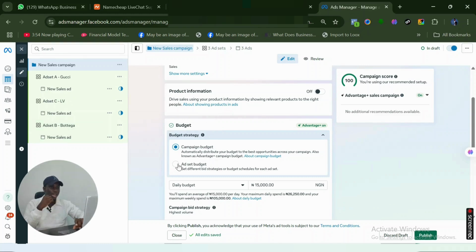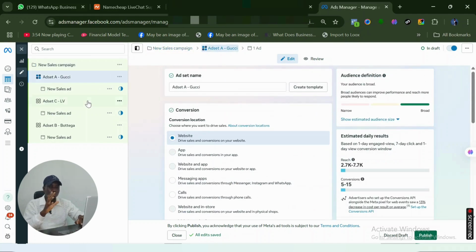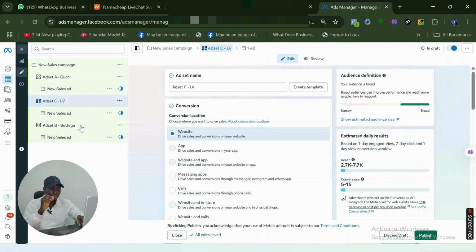But if you come here and you select ad set budget optimization, what you are basically telling Meta is that Meta, relax. I want to handle my budget. So I want to decide how much I want to spend to test each audience.